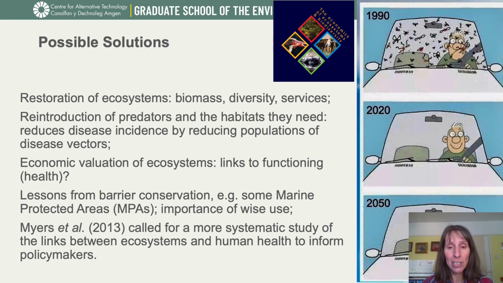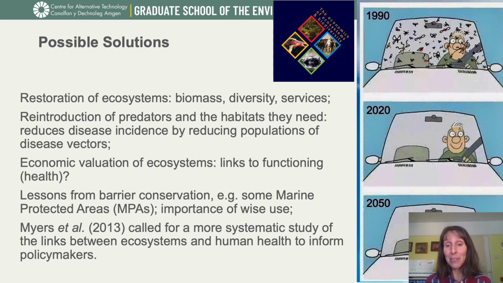So what are the solutions then? And again, these are massive. So just very quickly, just to flag some ideas. Restoration of ecosystems, in particular their biomass. A small ecosystem cannot support as much as a huge biomass, large ecosystem. We need diversity in that ecosystem for ecosystem services to be carried out.